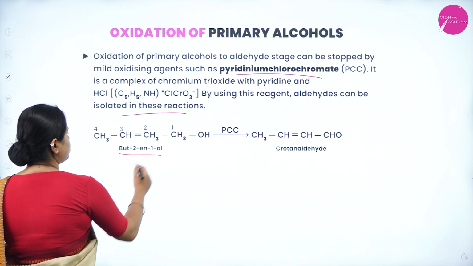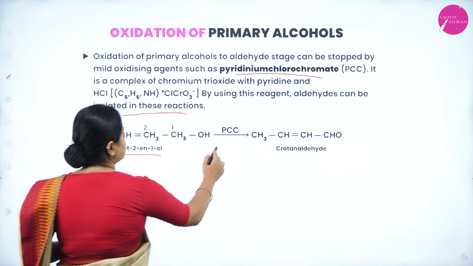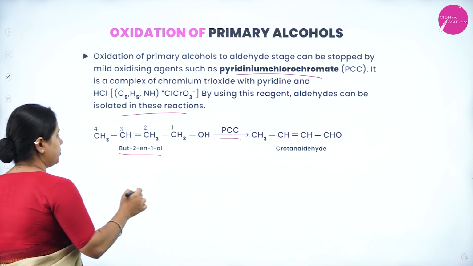So you have but-2-yn-1-ol here. So now, in the presence of PCC, what happens? So let me write this down here.